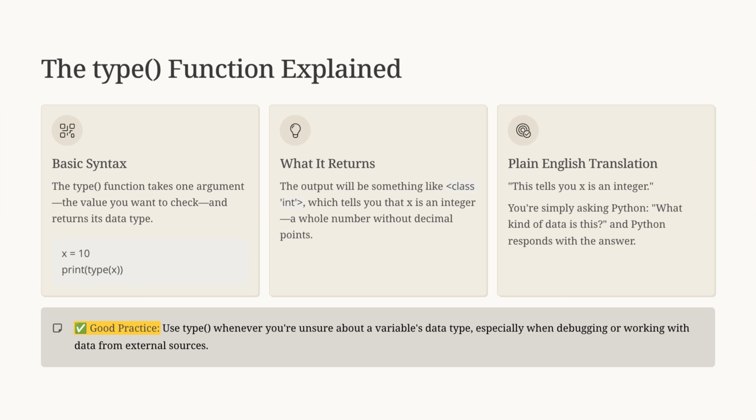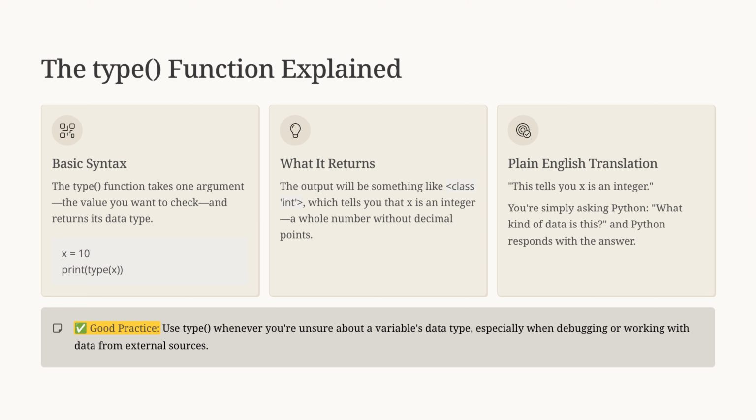This slide explains how the type function actually works. Here's the idea. You pass a value to type, and Python tells you what category it belongs to. Let's say you store the number 10 in a variable. When you use type on that variable, Python answers, "This is an integer," which means it's a whole number without decimals. In plain English, you're asking Python, "What kind of data is this?" and it gives you a clear answer.